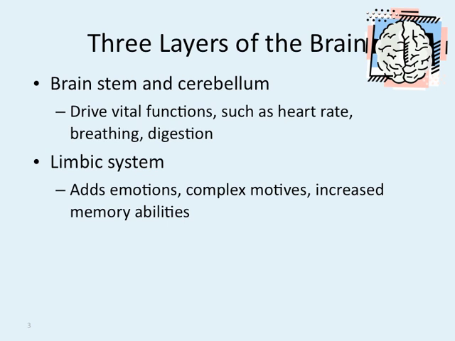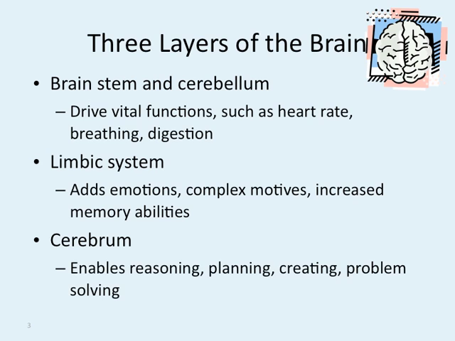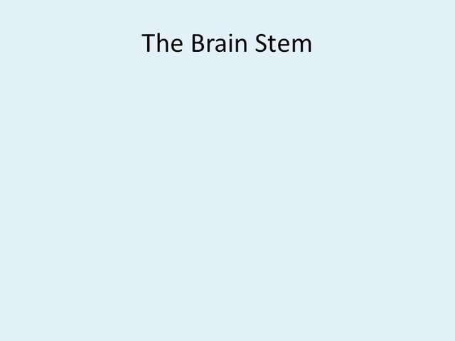Okay, so the brainstem is the very base of your brain. The next layer in the center of your brain is the limbic system, and then the cerebral cortex is the outside. This involves reasoning, planning, creating, solving problems. Okay, the 3 layers. They start at the base of your brain: brainstem and cerebellum at the very base, limbic system in the center of your brain, cortex just outside.